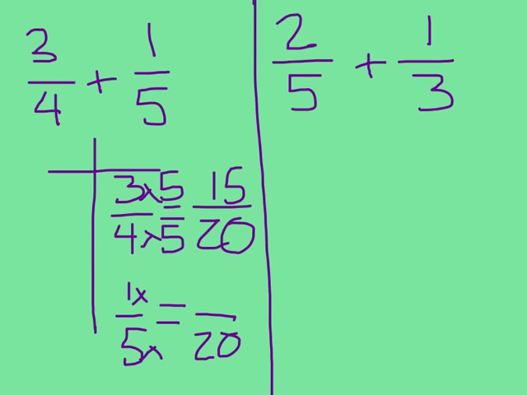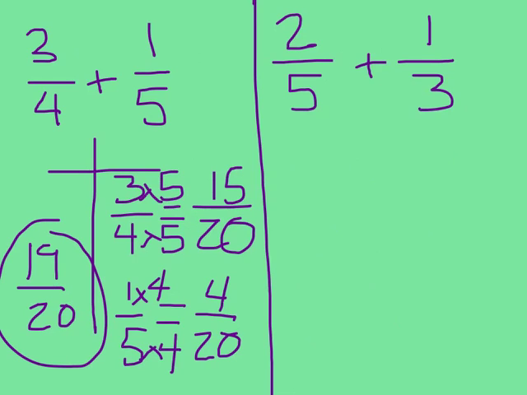When I change 1/5 into an equivalent fraction with a denominator of 20, what's the new fraction? Well, 5 times 4 is 20, and 1 times 4 is 4. It's 4 over 20. Now I can add my fractions. 15 over 20 plus 4 over 20. What's the sum? It's 19 over 20.